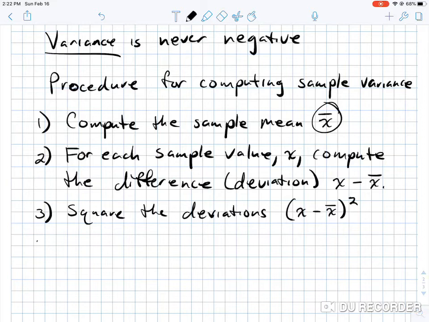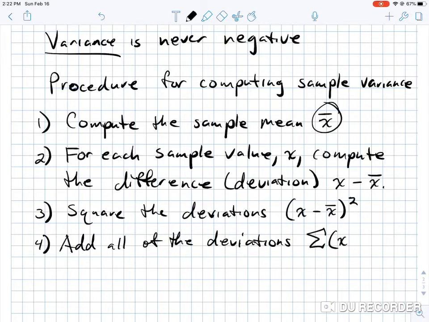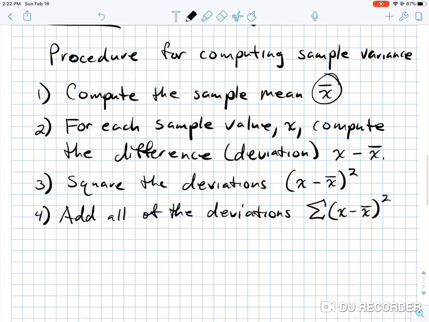And that pretty much leads us to step 4, which means you're going to now add all of the squared deviations. All right, you're going to add them. So summation, like so. Okay, you're going to add up all those deviations.